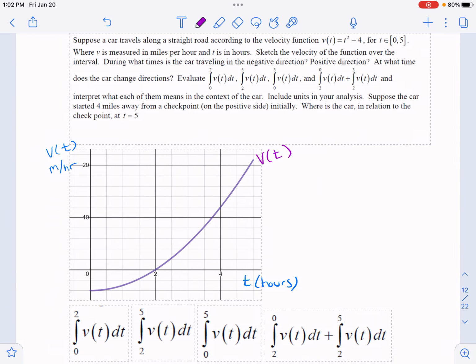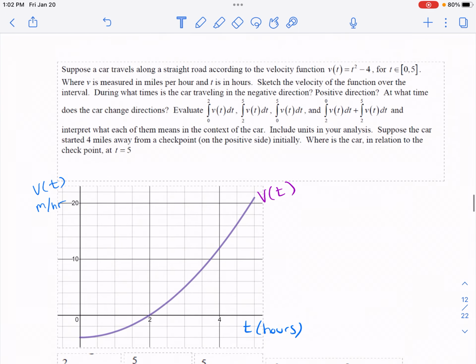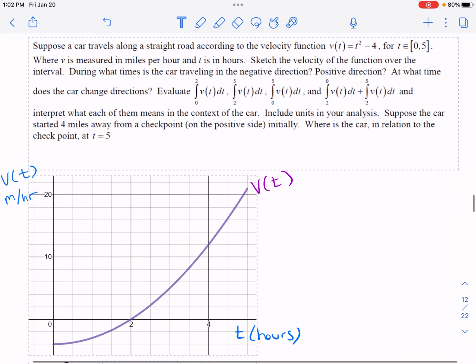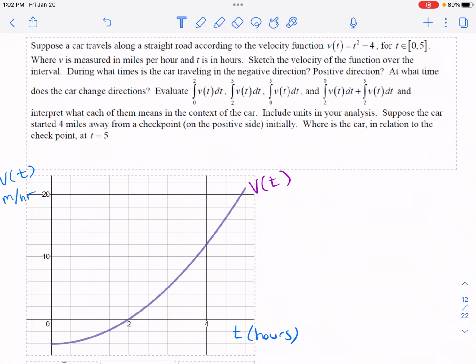So this says, suppose a car travels along a straight road according to the velocity function, v of t is equal to t squared minus 4 on the time interval 0 to 5. V is measured in miles per hour, t is measured in hours. Sketch the velocity of the function over the interval. Well, that's what I've already done for you. During what times is the car traveling in the negative direction?